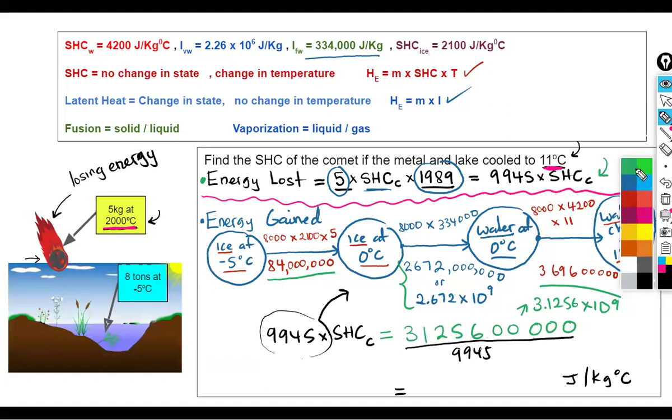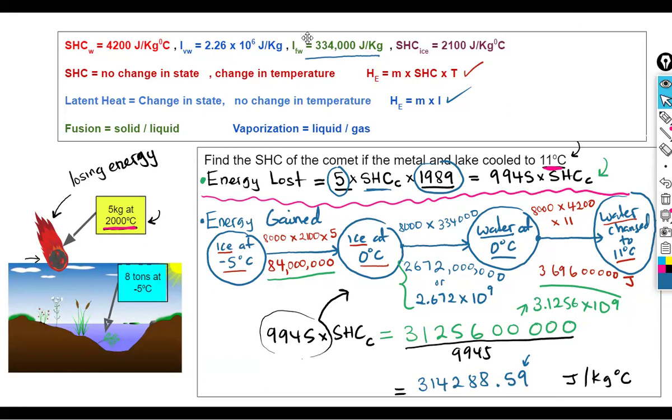This is what I am seeing. I hope I have it correct. You all can let me know. 314,288.59. It'll be 59 if you round off properly, because the 2 decimal places 5 or more. That is what I am getting. Right, so that's my final answer.